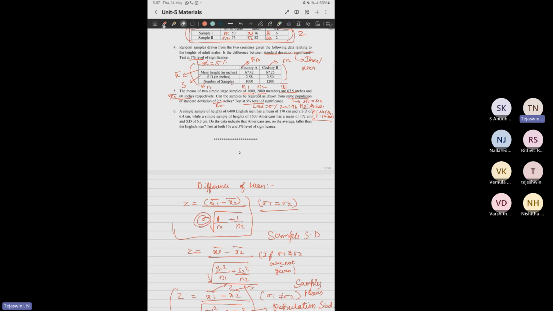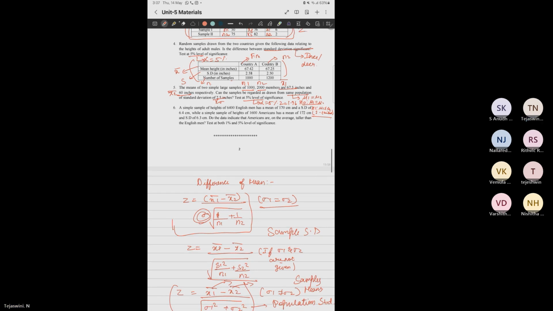And then for our sixth question, we'll assume Englishmen to be the first sample and Americans to be the second sample. So N1 is given to be 6400, N2 is given to be 1600, X1 bar is 170 centimeters, and the standard deviation S1 is given to us. Similarly, X2 bar is given to us, and the standard deviation S2 is given to us.